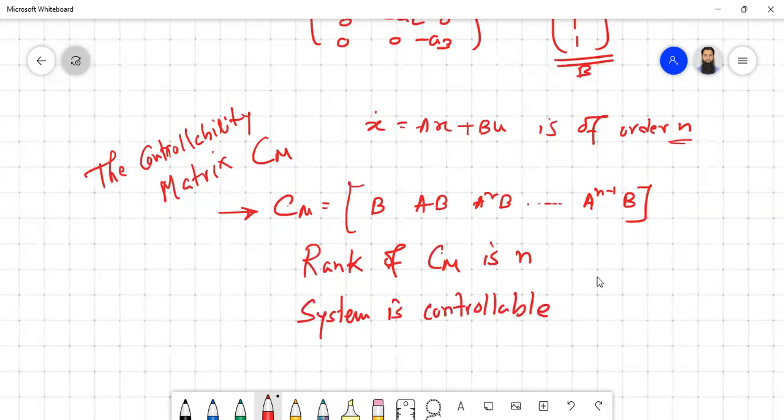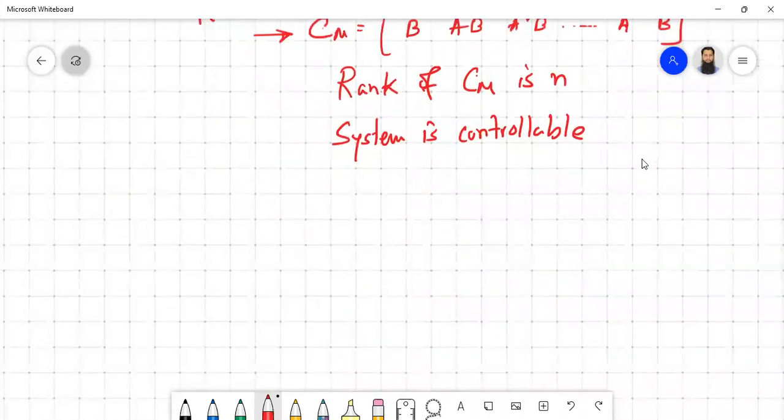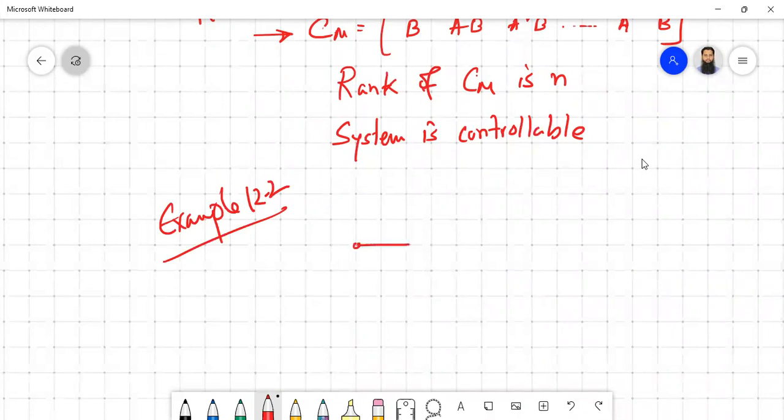So let us solve one problem. The problem will make things easier to understand what is actually happening here, what we are trying to say here. Example 12.2: a signal flow graph is given for a particular system. Let me draw it first, then we'll try to explain it.